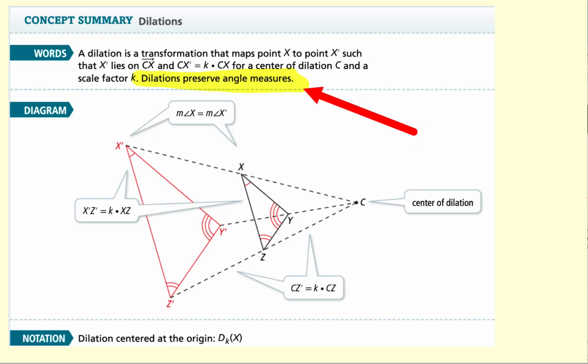And here's the summary. We are now working with dilations. We have the idea of multiplying x and y by the same number, and the idea that dilations preserve angle measures. So even though this has become enlarged, the angles have not become enlarged. The angles are still the same. Only the sides have changed.